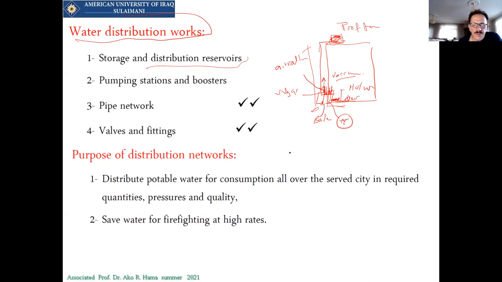In the new buildings, let me say, the buildings that don't have any roof tank, what do we have? The tank will be at the bottom. This is the ground tank. So what will happen? We have a pump here. The water will be taken from the pump and distributed to the house.